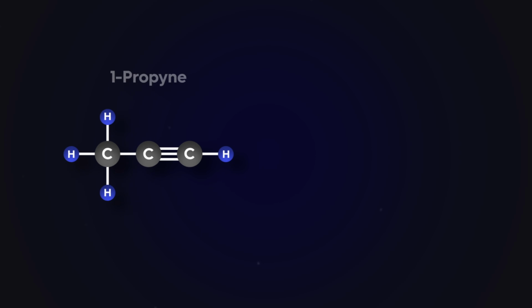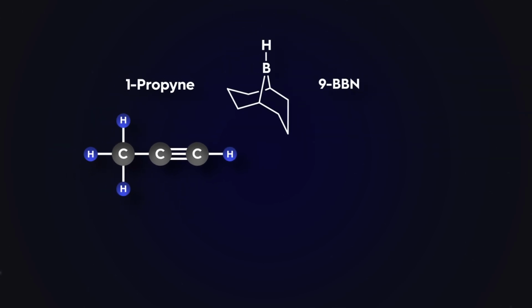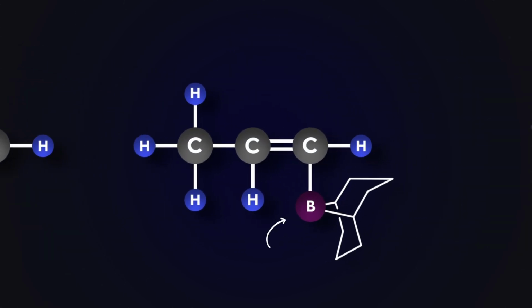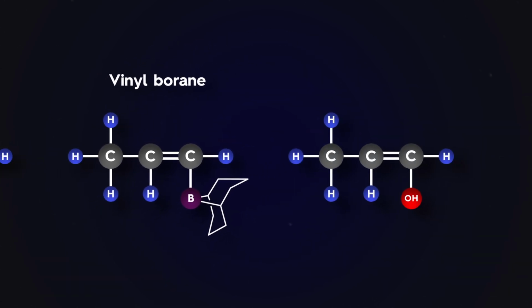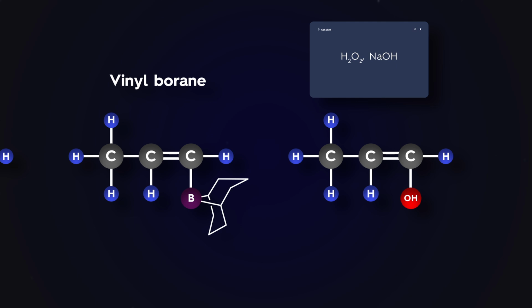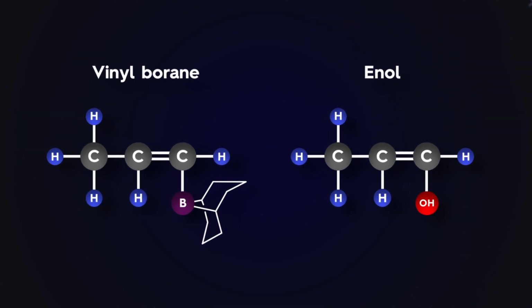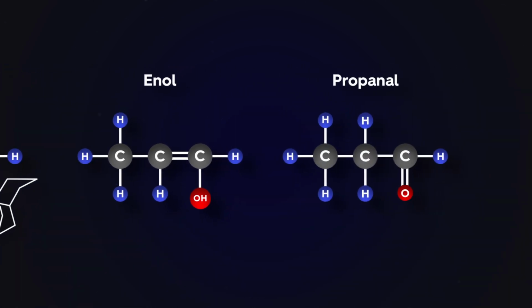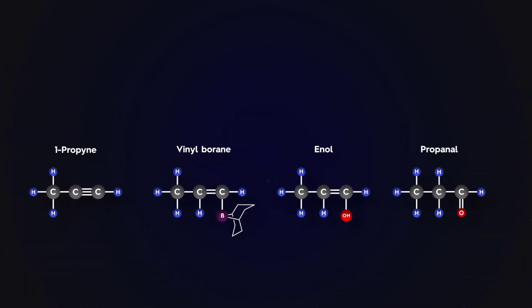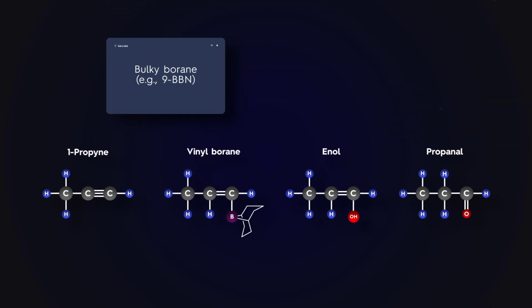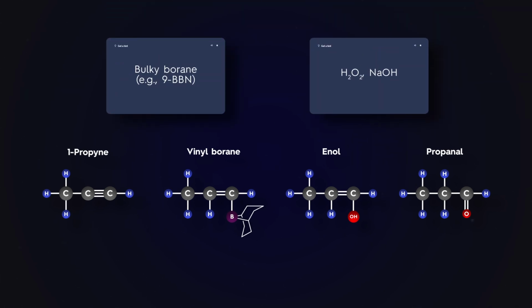For example, in hydroboration-oxidation, react 1-propyne with 9-borabicyclo[3.3.1]nonane, or 9-BBN. The boron adds to the terminal carbon in anti-Markovnikov fashion, in sync with hydrogen. Next, oxidation with hydrogen peroxide and sodium hydroxide replaces boron with OH, forming a terminal enol. That enol then tautomerizes to propanal, an aldehyde. This is why terminal alkynes under 9-BBN with hydrogen peroxide and sodium hydroxide conditions reliably furnish aldehydes.